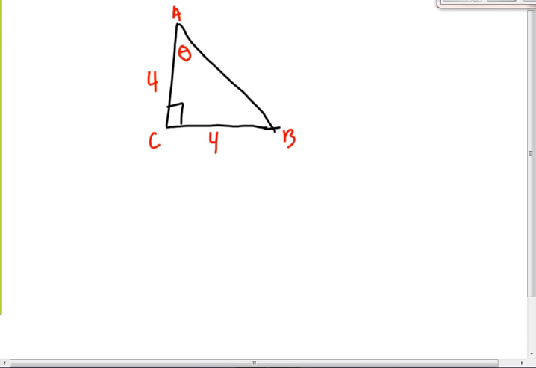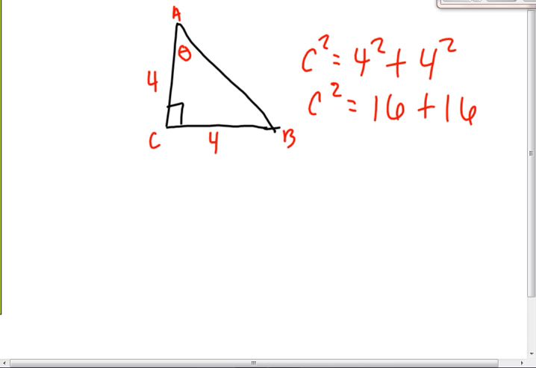So in order to find the missing side AB, we use the Pythagorean theorem. So the missing side is the hypotenuse in this case, across from the right angle. So that side squared is equal to the squares of the other two added together. 4 squared plus 4 squared. So c squared is equal to 16 plus 16. So c squared is equal to 32. c is equal to the square root of 32.